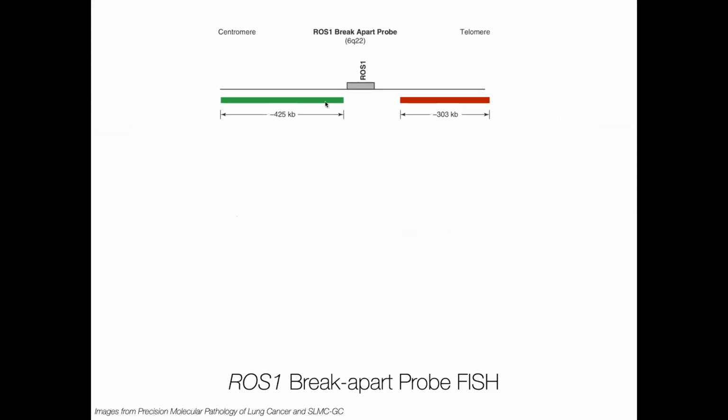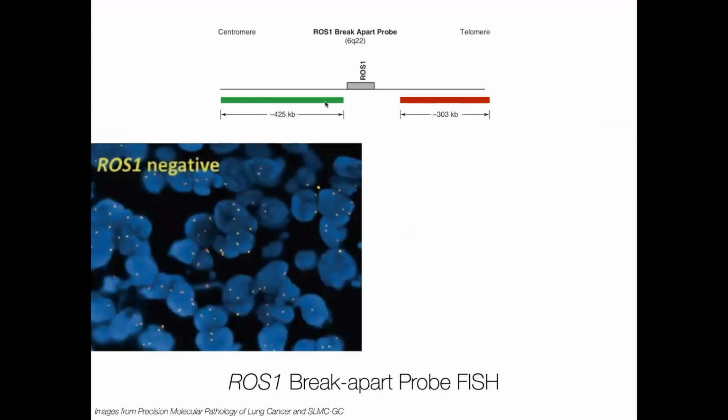Since the ROS1 gene has many established fusion partners, when rearranged, a break-apart probe FISH assay is utilized. Each probe binds upstream and downstream to the sequences flanking the known breakpoint region of the ROS1 gene. And in the ROS1 negative FISH analysis, you can see that there are 2 yellow signals, a combination of red and green.